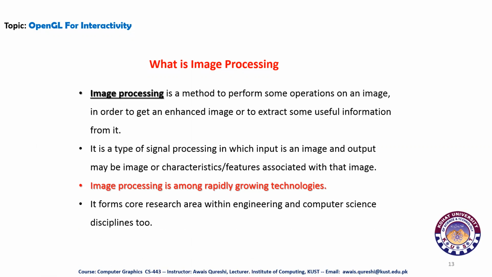First of all, we should know that image processing is a method, or steps of methods, by which we can transform one image to another image in order to get an enhanced image or to extract some useful information from it. In image processing, we follow some steps, and by following those steps we transform one image to another image. The second one is to extract some useful information from it.